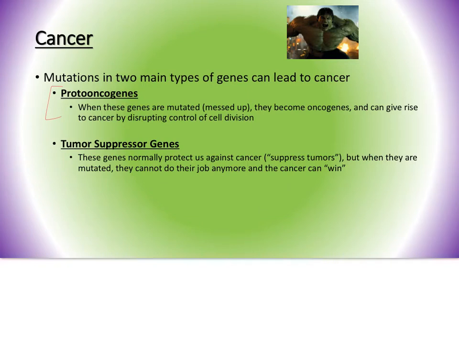Now, the other option is a tumor suppressor gene. Tumor suppressor genes normally suppress tumors. So these normally are there to stop a cell from becoming cancerous. What happens in these guys is if we mutate a tumor suppressor gene, it no longer does its job. So it no longer stops the tumor from developing and allows that cancer to start dividing uncontrollably.